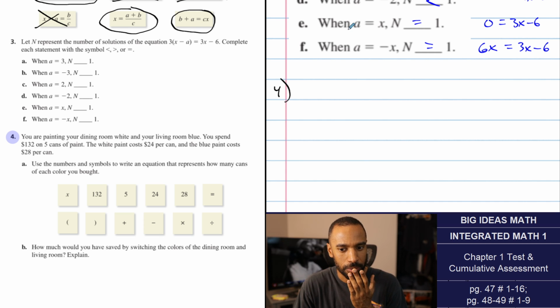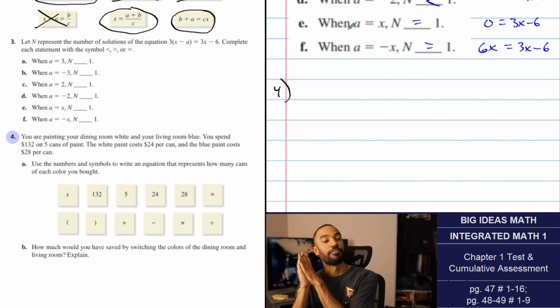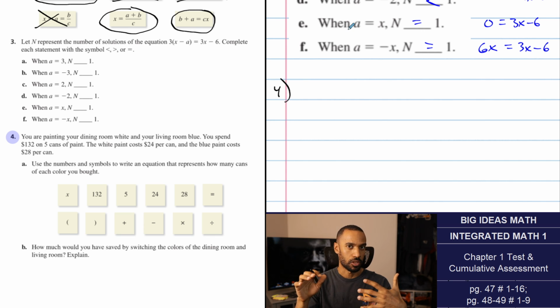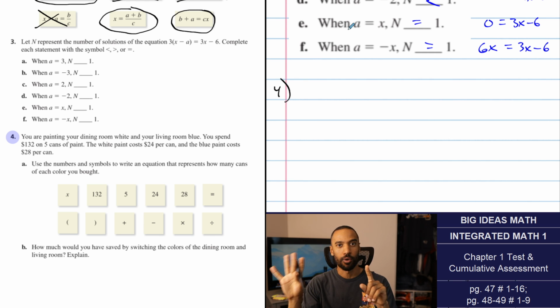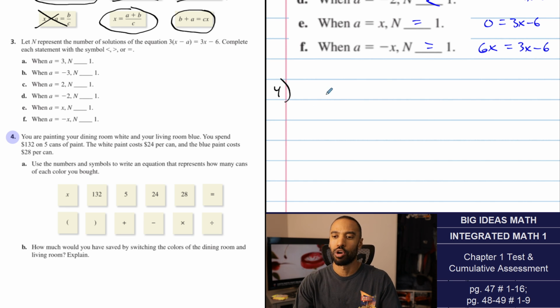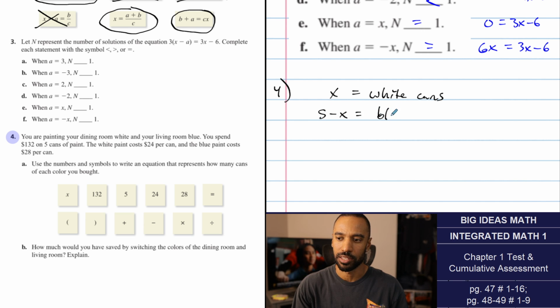But I only have one variable here. What I want to do, though, is this. Here's the thing. 5 cans of paint means that however many you bought of one of them, let's call that x, you bought 5 minus that on the other, right? If I bought 1 can of white paint, then I bought 4 cans of blue paint. If I bought 3 cans of white paint, I bought 2 cans of blue paint. If I bought 0 cans of white paint, I bought 5 cans of blue paint. So if one of the variables is x for white cans, then 5 minus x equals blue cans.